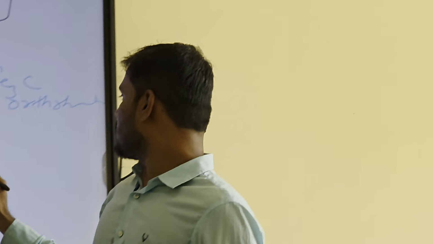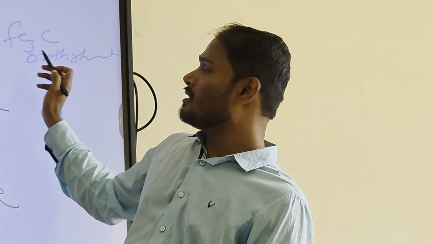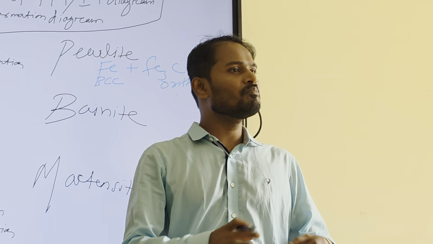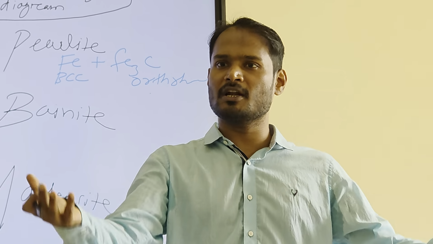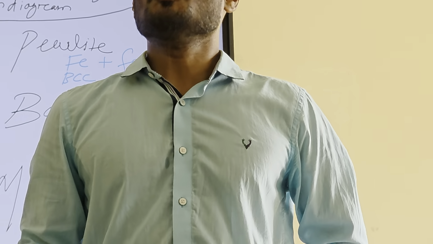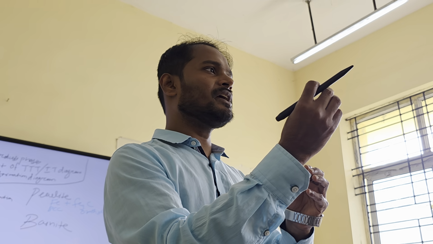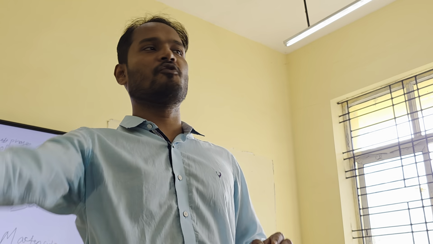Orthorhombic, right? So the orthorhombic structure is different. The BCC structure is different from the FCC. So how will it form? All the atomic bonds will break down and it will rearrange again. So it means your iron atom will also diffuse, it will move, and your carbon atom, which is present in an interstitial site, will also move.